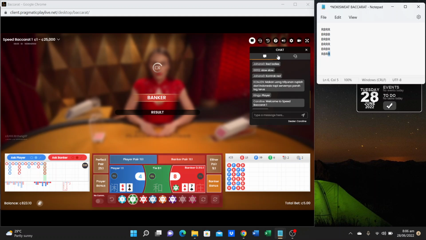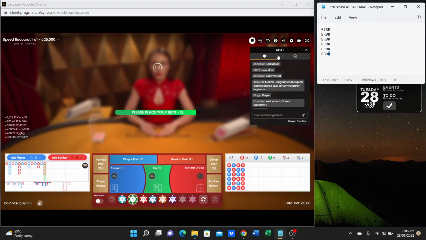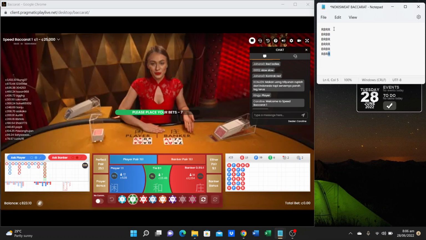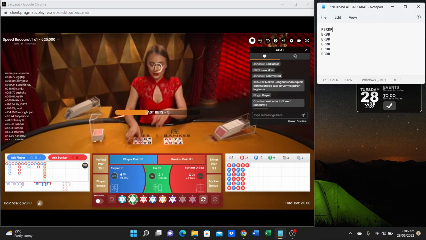Guys, we won again on our first bet. And check our balance. Our balance is growing steadily. So let's key in that record.